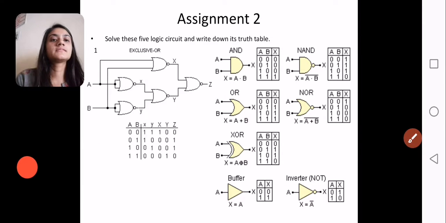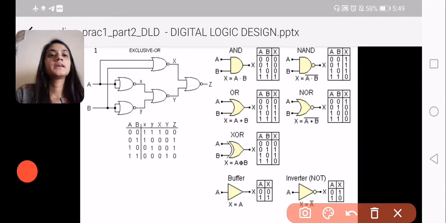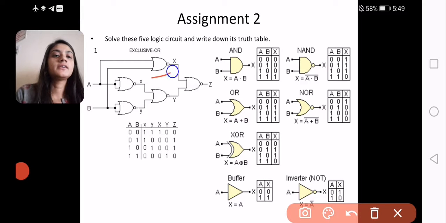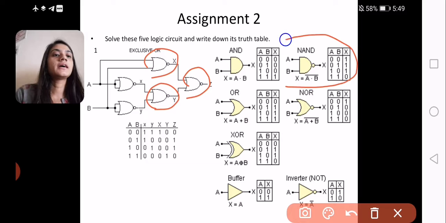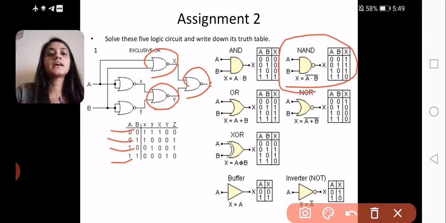Now let us take a second example. In assignment number 2 you have to solve various logic circuits that I have already described, right? Here in the logic circuit only NAND gates are given. So you have to remember the truth table of the NAND gate for the various combinations. As I have explained in the earlier slide, you have to write for various input combinations. 2 inputs are there, A and B.